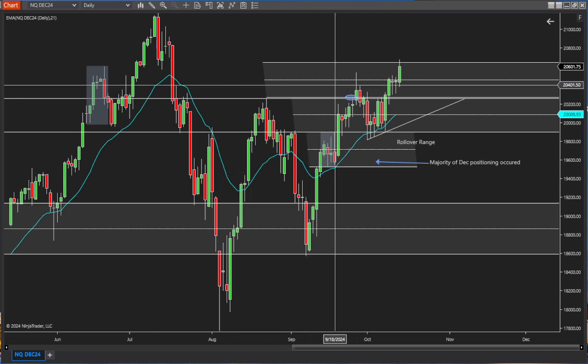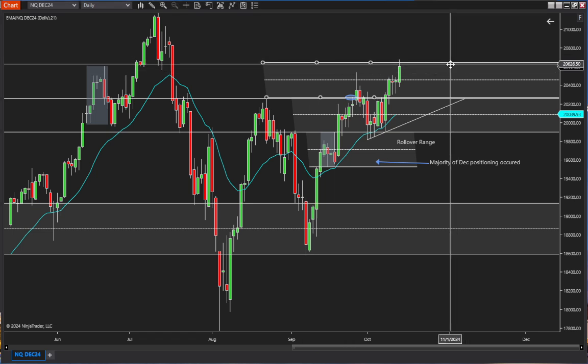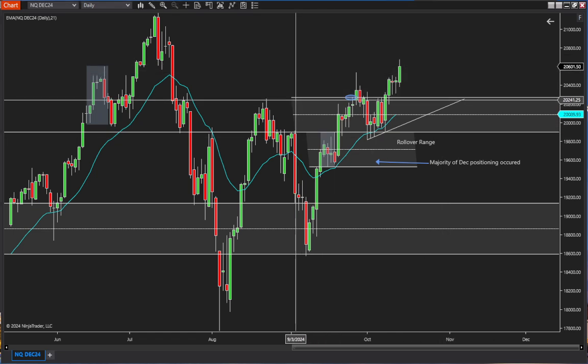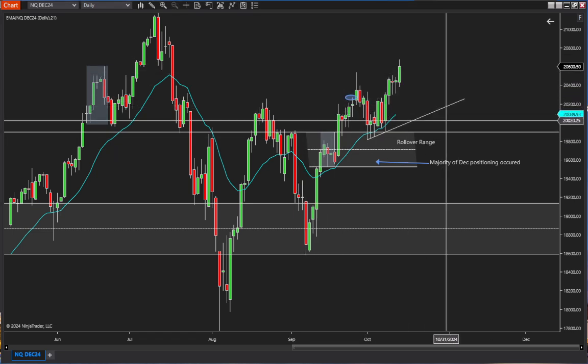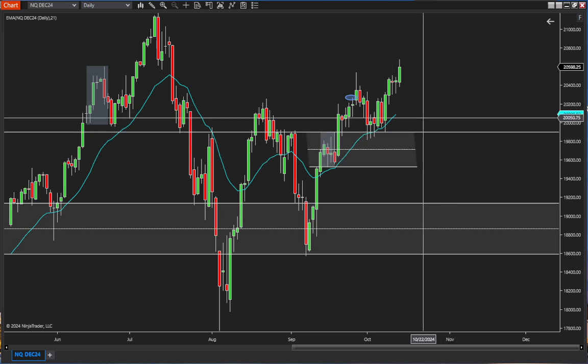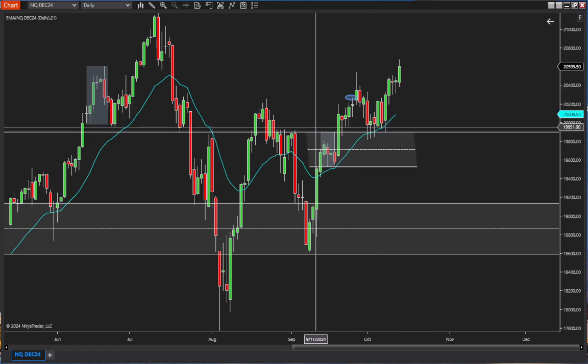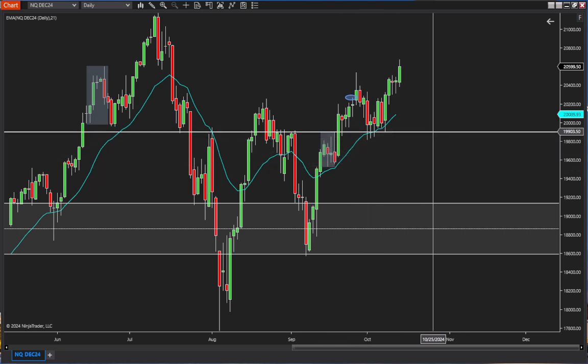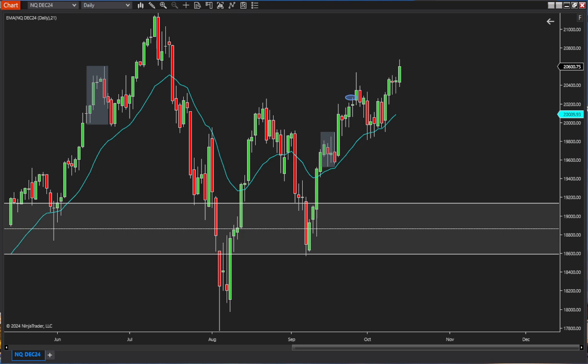So we don't get too far into the weeds on this, I'm gonna take these off. We're just gonna mark liquidity levels, right? This is just kind of top-down analysis that I have. This is our rollover range. We don't need this, right? We're just gonna mark liquidity levels. We will keep this off.